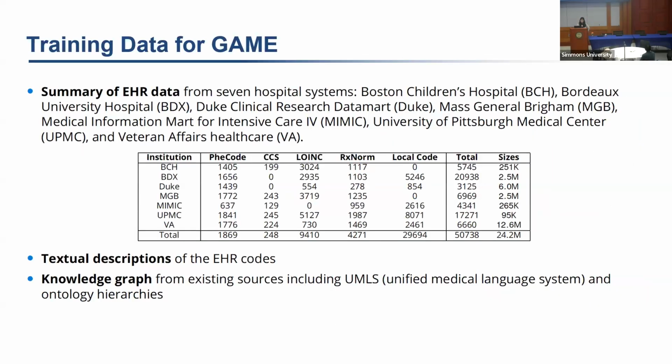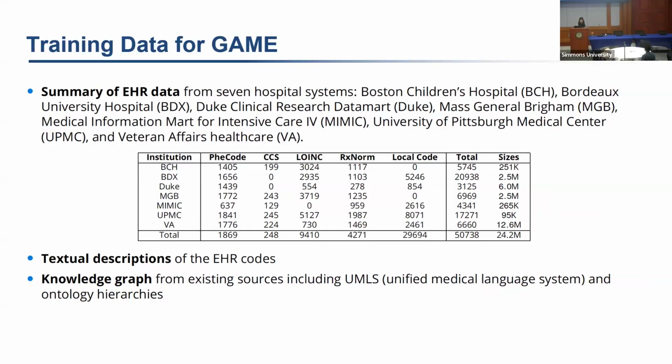But I want to just show you what are the input and what are the output. So we worked with many different hospital systems here. There are 7 of them, including summary level data. As Griffin had mentioned, it's actually the same summary level data that went into Kessler. We had Boston Children's, Bordeaux, through our collaboration during COVID. Duke, Mass General. We also use MIMIC data, UPMC, as well as VA.